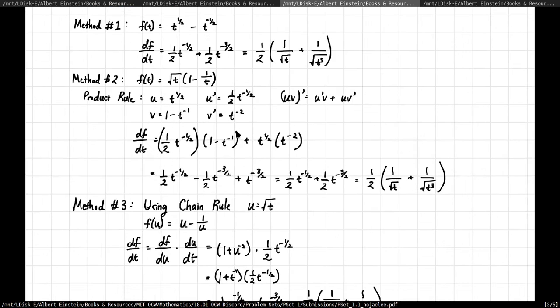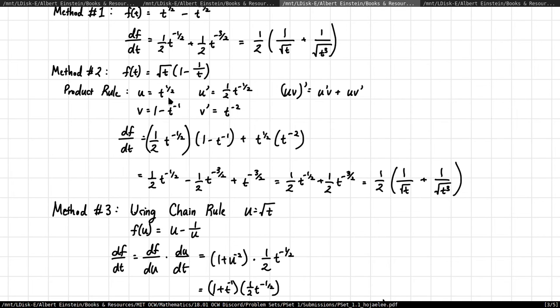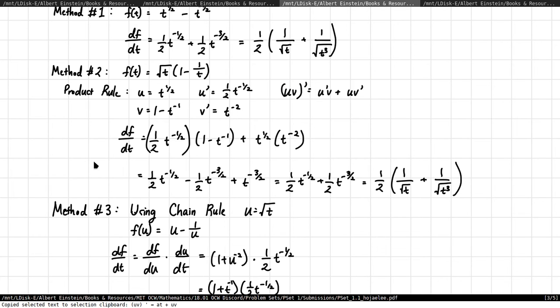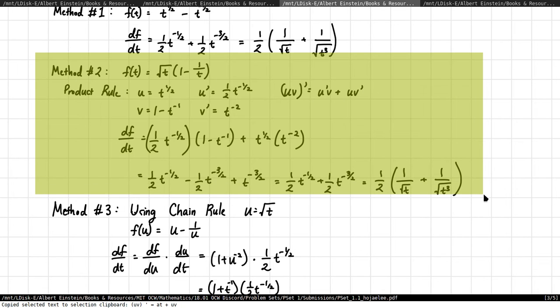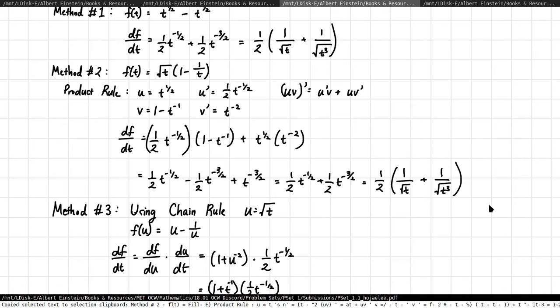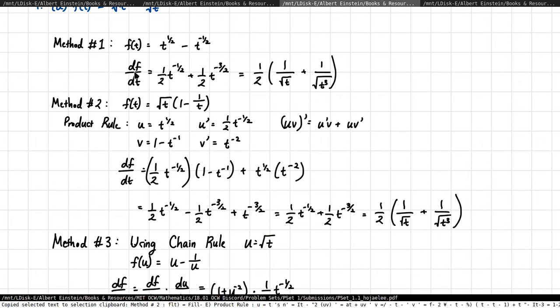The product rule method is also interesting. You take u equals t over t to the 1 over 2, v is 1 minus t to the minus 1, calculate u prime, v prime, and you use that u v prime plus v u prime, so you calculate df dt. This is very nice, a very mathematically formal way of writing it, instead of just calculating dy over dt or something.